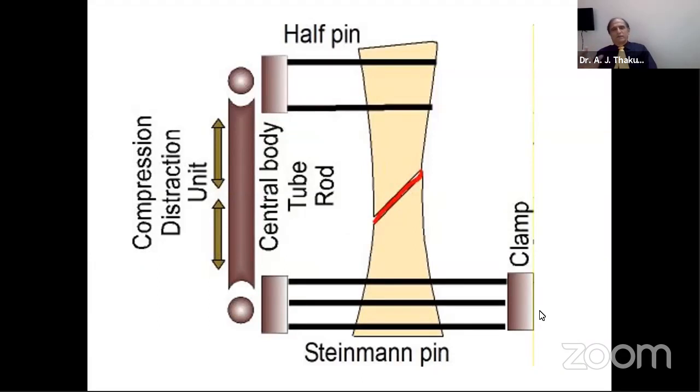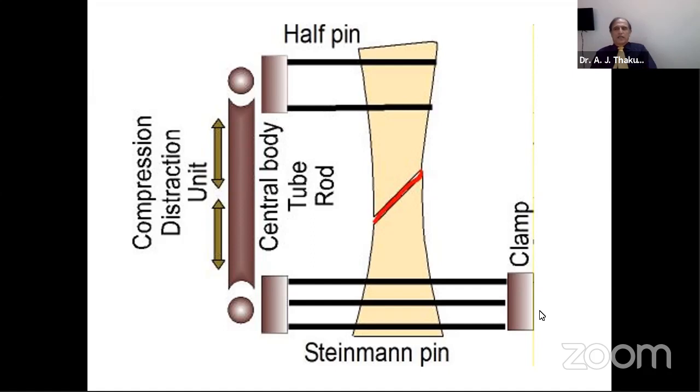These are the basic elements of the system. You have pins, half pins, or regular Steinmann pins. Half pins go, as the name says, only halfway through the bone, while Steinmann pins would go right across. Then they are held in a clamp so that they don't move about. And those clamps in two different areas are attached to a central body. It may be a rod, it may be a tube, or maybe some other device, which may have some capacity to compress or distract, or even just to hold it like this.